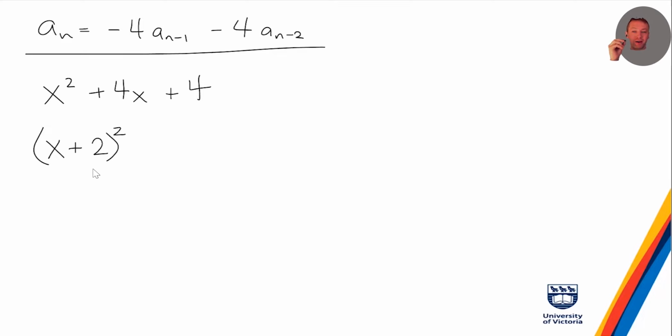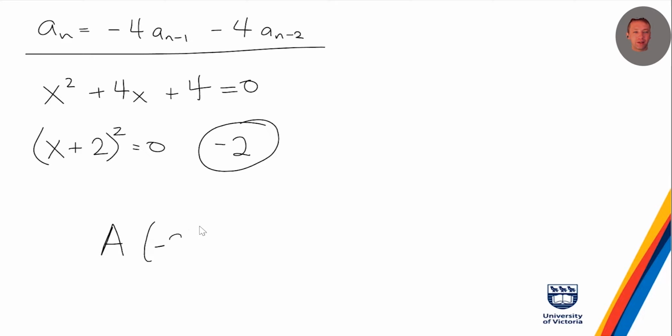So what should I write down as my general solution here? Anyone? It's going to have a bn for sure. First of all, my root here, not quite. My root is -2, right? If I write this equals 0, my repeated root is -2. Yeah, exactly. So a times (-2) to the n plus bn times (-2) to the n.